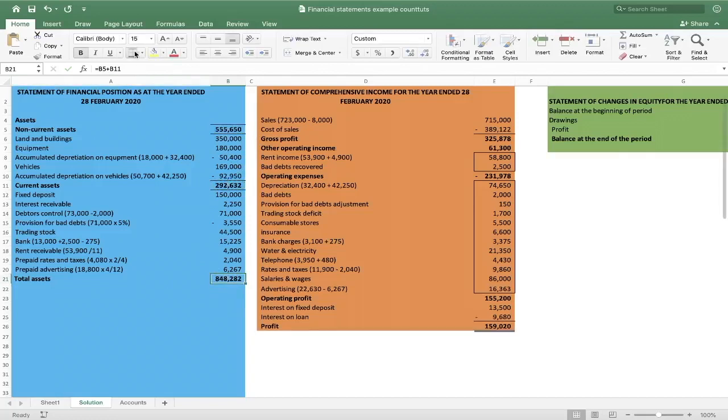Once you have your total assets, you now move on to equity and liabilities. So let me write them down quickly. Equity and liabilities, and then we'll begin with equity. And what do we have under equity?